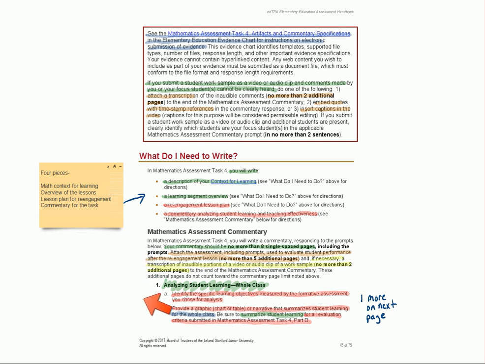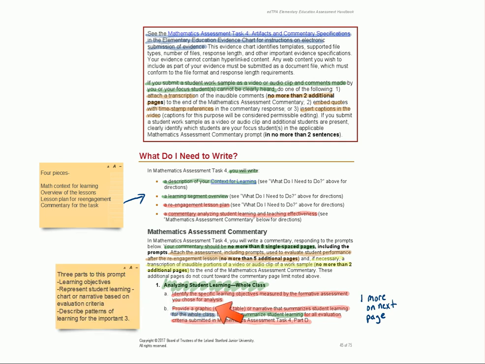Okay. One other thing. Remember this complicated prompt here. You want to set out your learning objectives. Okay, so that's A here. What were your learning objectives? And you want to represent student learning through a chart or narrative based on the evaluation criteria. This is the second piece.